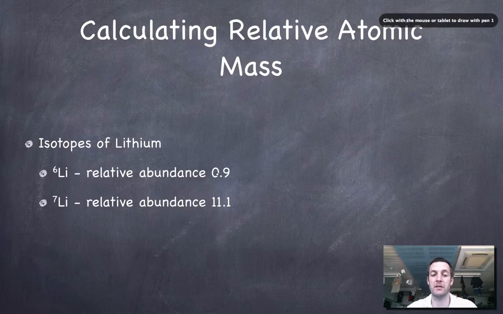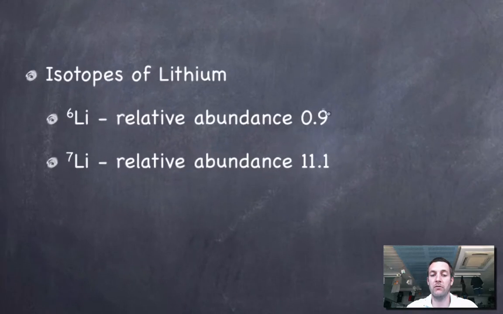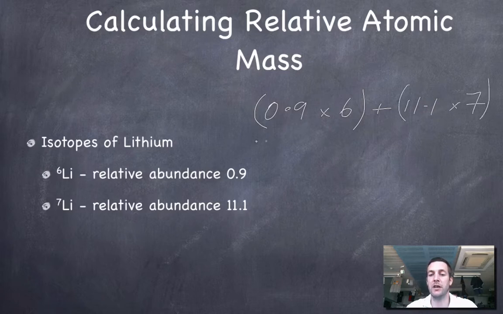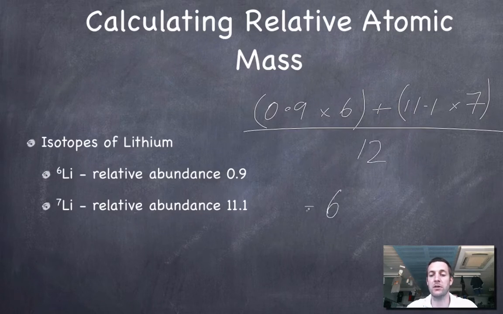because all we're doing is finding an average mass. Now, our relative abundances here add up to 12. I could turn these into percentages first, so 0.9 out of 12, and then I could do this problem in exactly the same way as I did before. But if these two add up to 12, then I could imagine having a 12 atom sample, in which case 0.9 of my 12 would weigh 6. And to find the total mass, I'd add that to the 11.1 that weighed 7, and then I'd divide that by 12. If I do the maths here, I get 6.925.